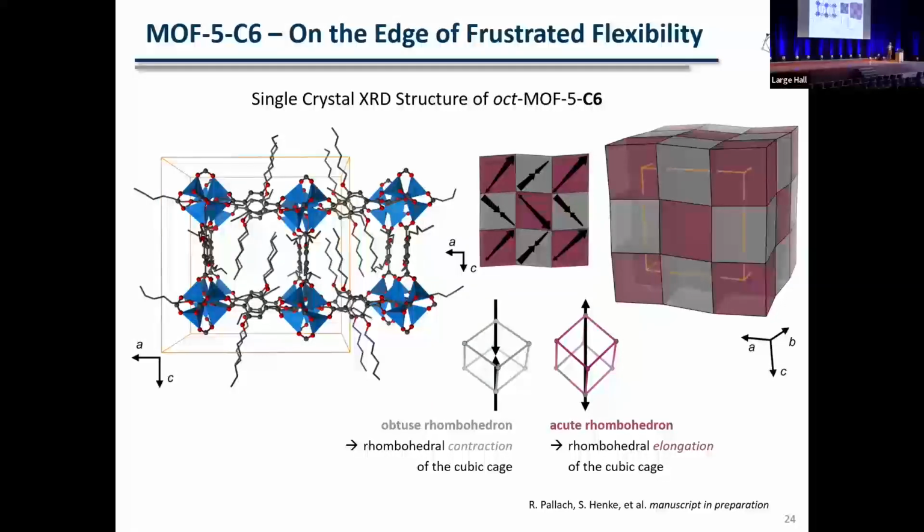So there's also a method that the cubic material can contract. It stays cubic, and you have different distortions of these cavities in different directions. And that results then in a contraction of the structure.